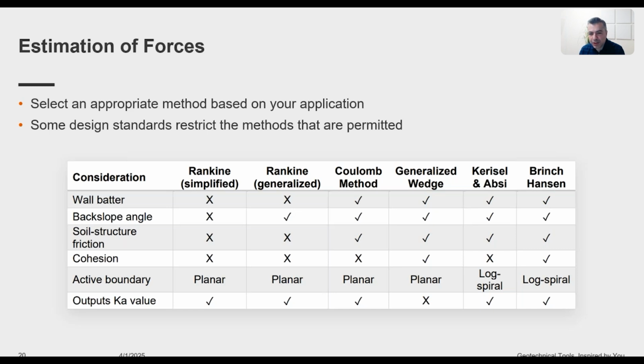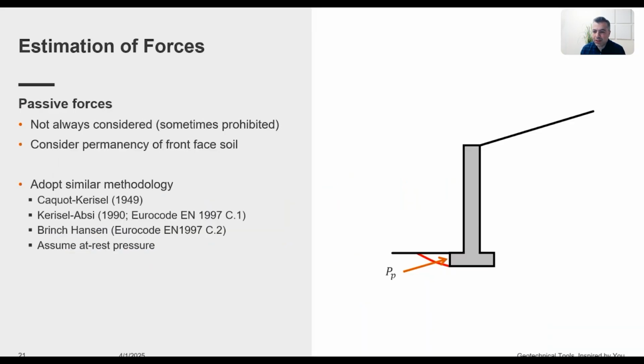There are different methods like Brinch Hansen, which is based on a log spiral wedge active boundary, and they consider wall batter, back slope angle, soil-structure friction, and cohesion, and they output the Ka value. Coulomb does not consider the cohesion, but it considers the others as well. Rankine is the simplest one. It doesn't consider cohesion, soil-structure friction, or others. So this is a good guide for you if you want to see what method you should pick.